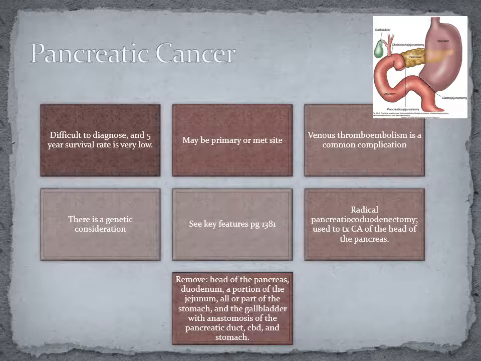There is the radical pancreaticoduodenectomy, and it's used to treat cancer of the head of the pancreas. What they do is basically remove the head of the pancreas, the duodenum, a portion of the jejunum, and part of the stomach and the gallbladder, with anastomosis of the pancreatic duct, CBD, and stomach.